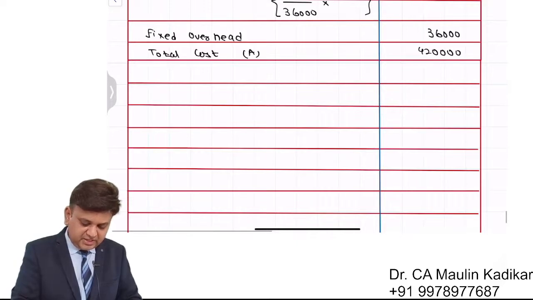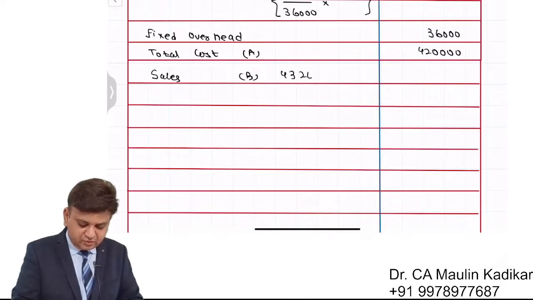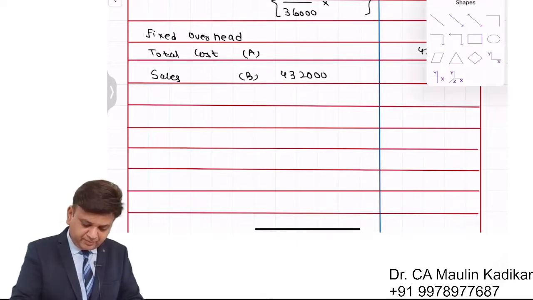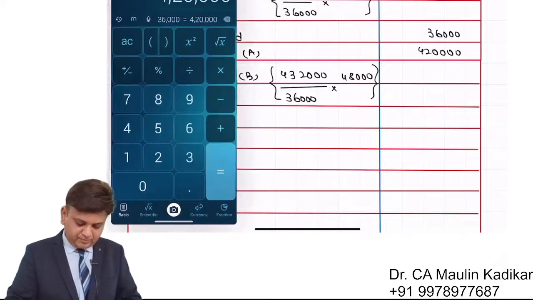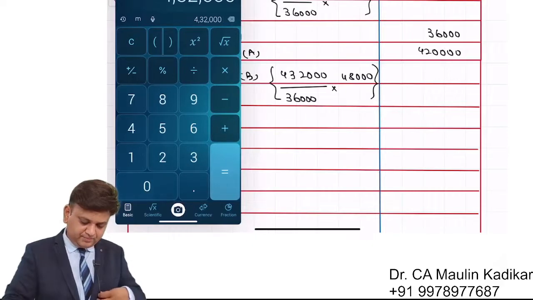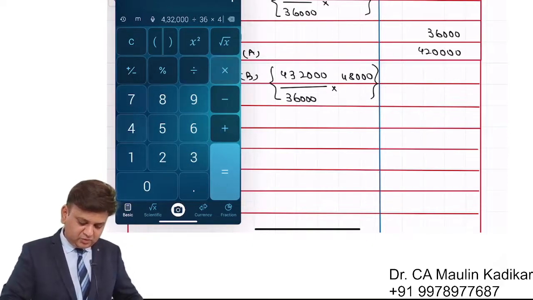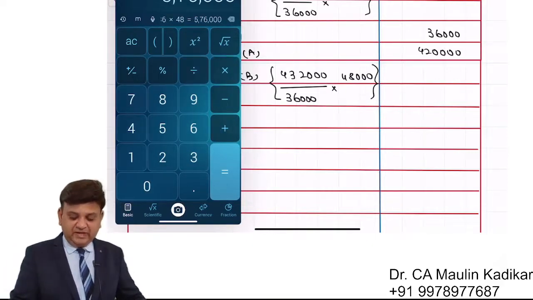Let us say the sales is 4,32,000 divided by 36,000 into 48,000. So 432 divided by 36 into 48 gives 5,76,000.